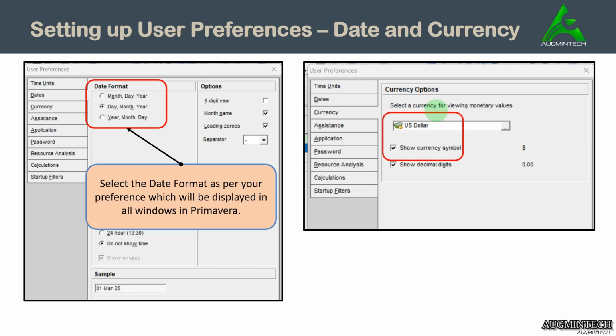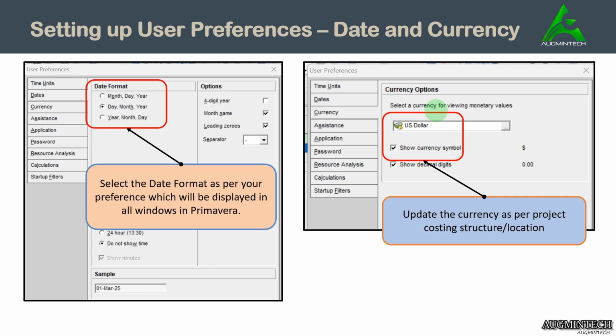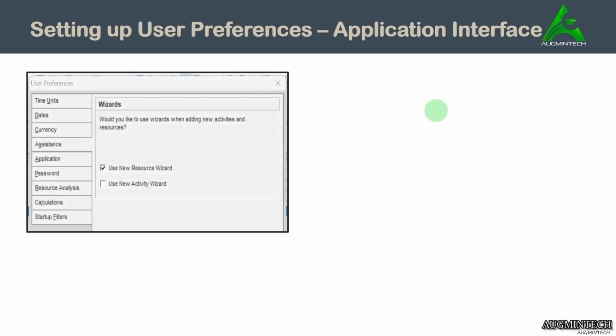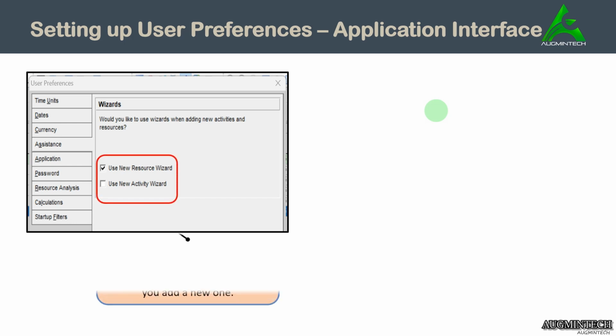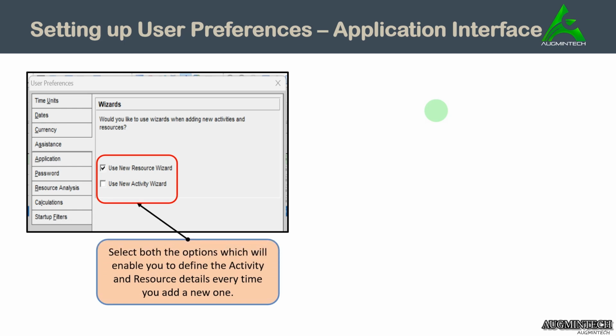So moving further, once you select the currency, we'll move to the next one, which is assistance. Assistance is, in simple words, like when you are adding a new activity or when you are assigning a new resource, should P6 throw some pop-up to give some preferences or to give some details? Or should it just simply add the activities?